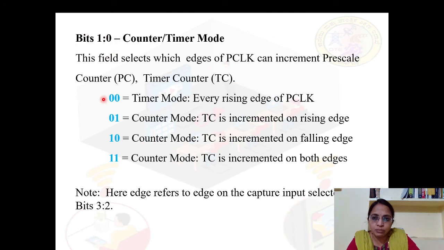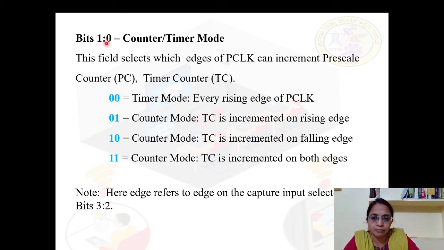So when both these bits are 0, 0, timer mode is selected, and on every rising edge of the peripheral clock, the timer will be incremented by 1. And if it is not 0, 0, then the counter mode is selected. So if it is 0, 1, 1, 0 or 1, 1, the counter mode is selected.